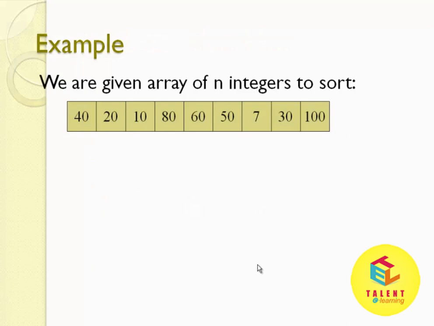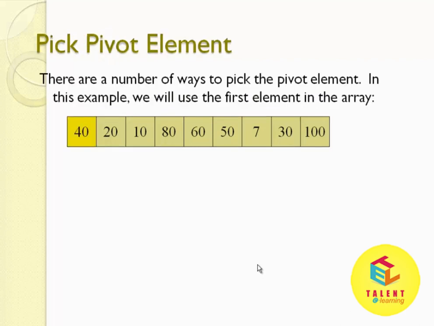Let us see an example. We are given an array of n integers to sort. There are a number of ways to pick the pivot element. In this example, we will use the first element in the array. So we are considering the pivot element as 40.